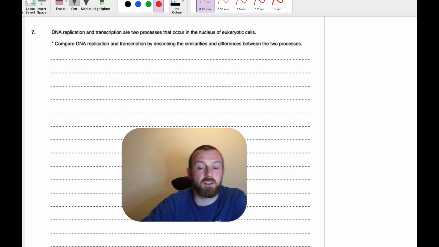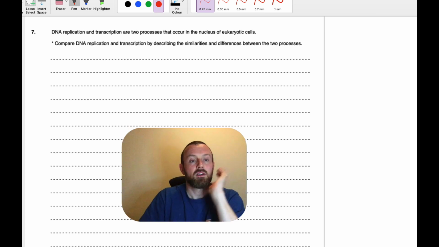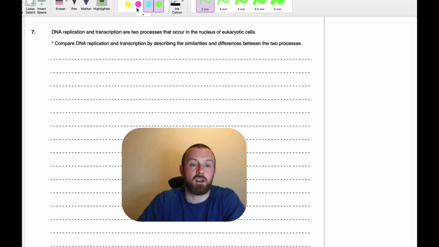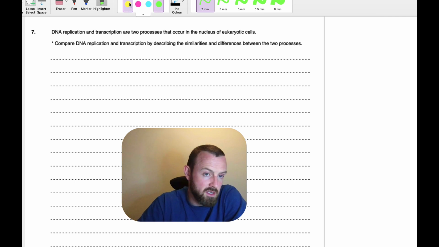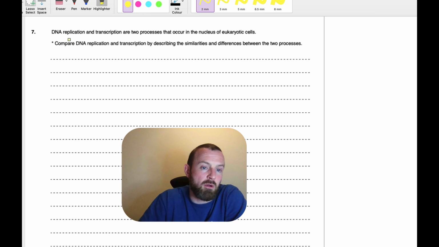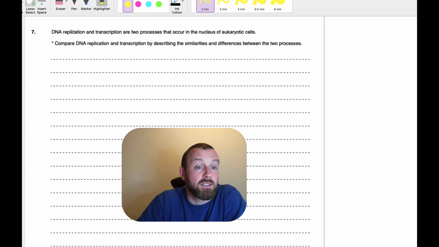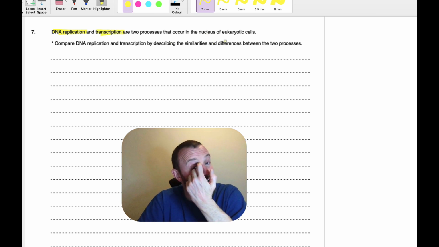All right, this question, 6 marker. There is definitely going to be some nucleotides stuff coming up this year. That's the year 12 content on nucleotides, and I think that this stuff could come up in something like this sort of way. So the question I put in was, DNA replication and transcription are two processes that occur in the nucleus of eukaryotic cells.